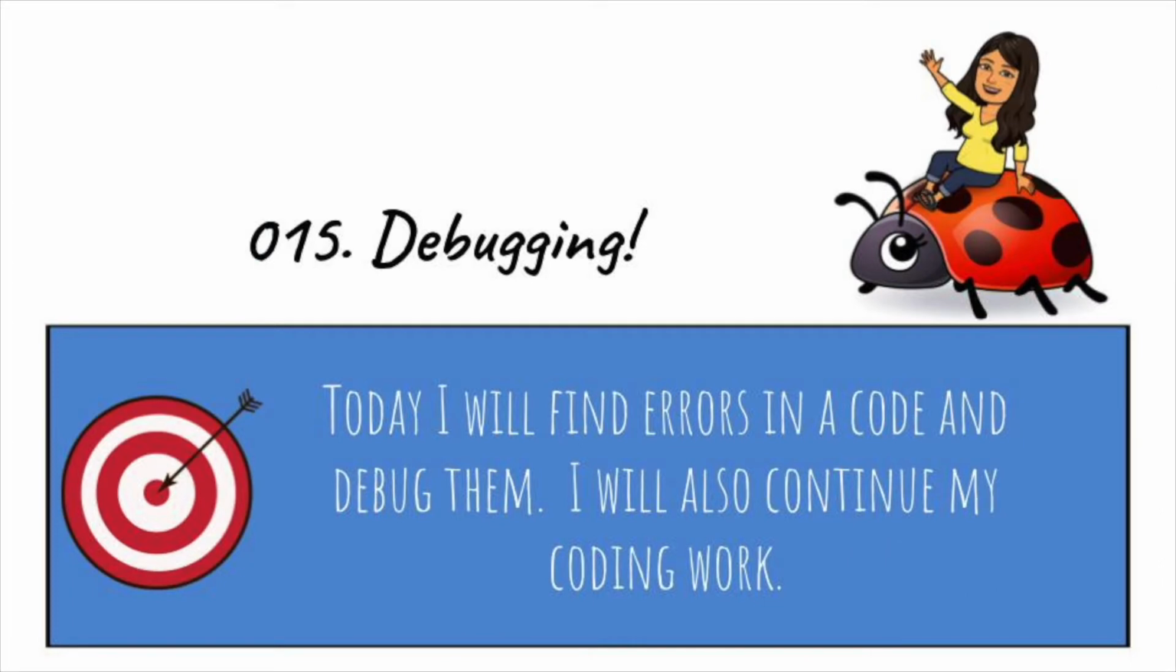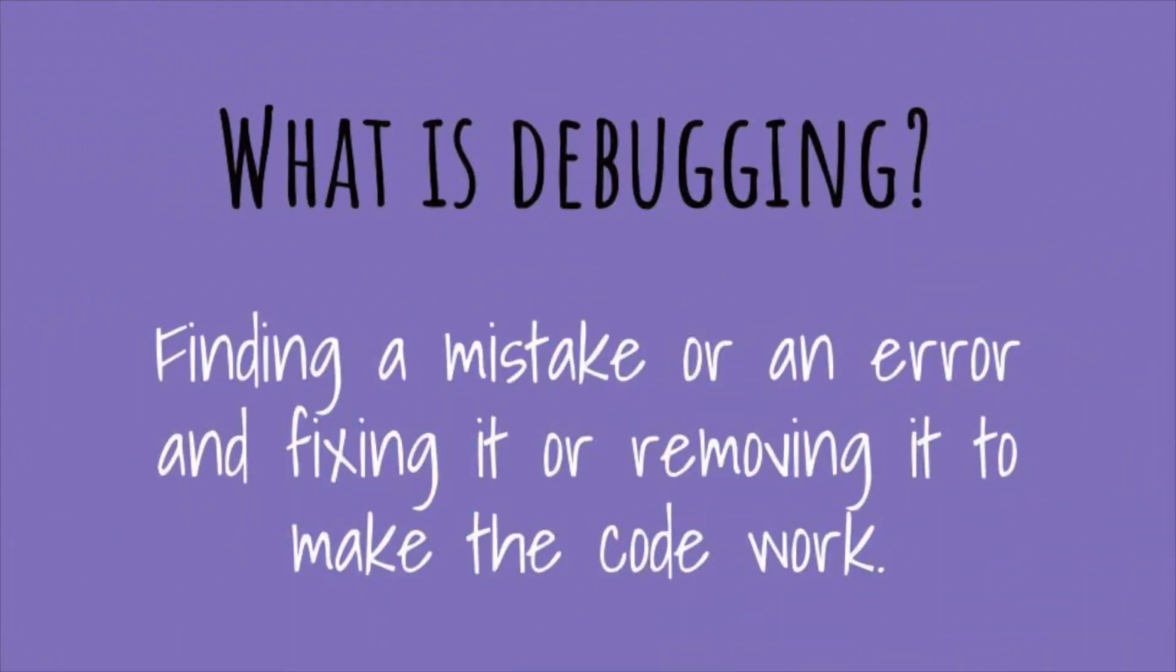Our learning target for today is I will find errors in a code and debug them. I will also continue my coding work. So what is debugging? Does it have to do with creepy crawly bugs? Nope, not at all. Debugging is when we find a mistake or an error and fix it or remove it to make the code work.